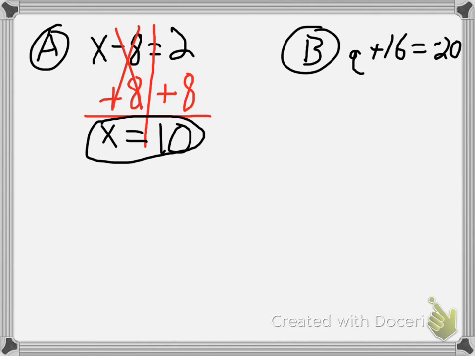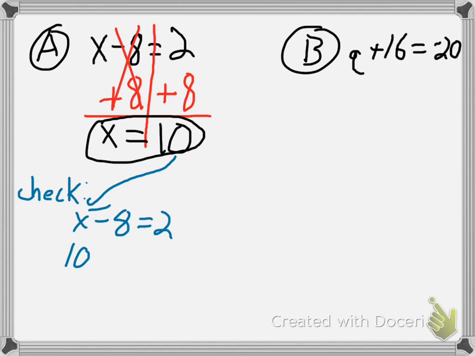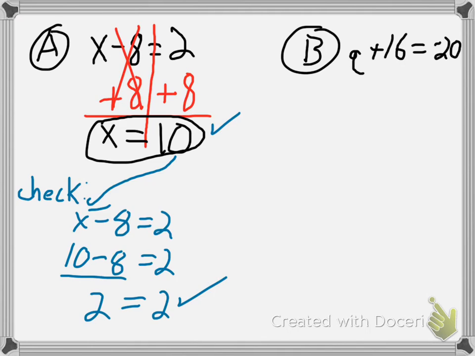Now, I can check that. Checking is something I should be doing to make sure I'm doing this correctly. What I'm going to do is plug this 10 back into my original equation. My original equation was x minus 8 equals 2. I'm going to take this 10 and plug it in for x, because x is supposed to be 10, so if I plug this in, everything should work out. So I should have 10 minus 8 equals 2. On the left-hand side, 10 minus 8 is equal to 2. I bring down the 2 from the right-hand side. Does 2 equal 2? Yep. So I know that x does equal 10. I know that this is the correct answer.